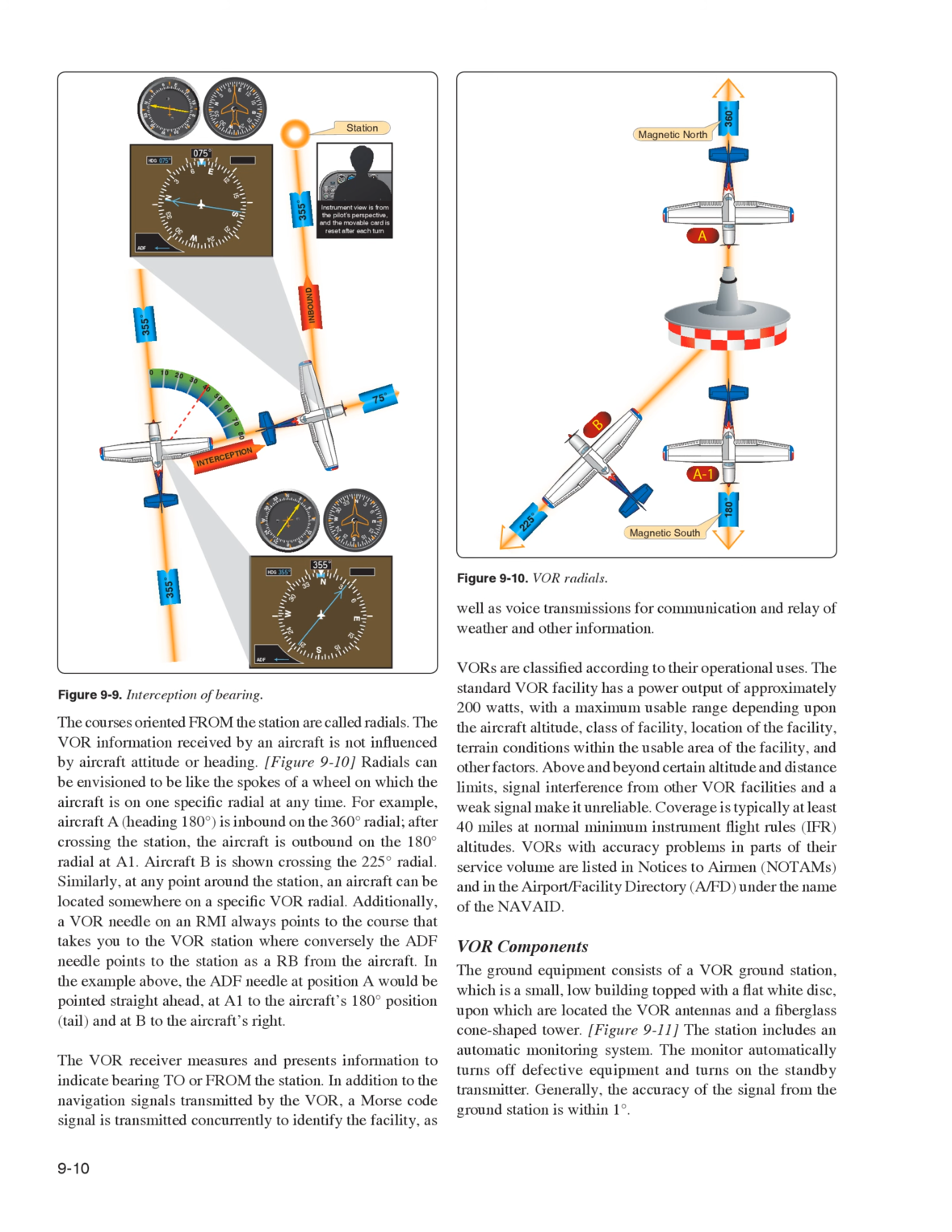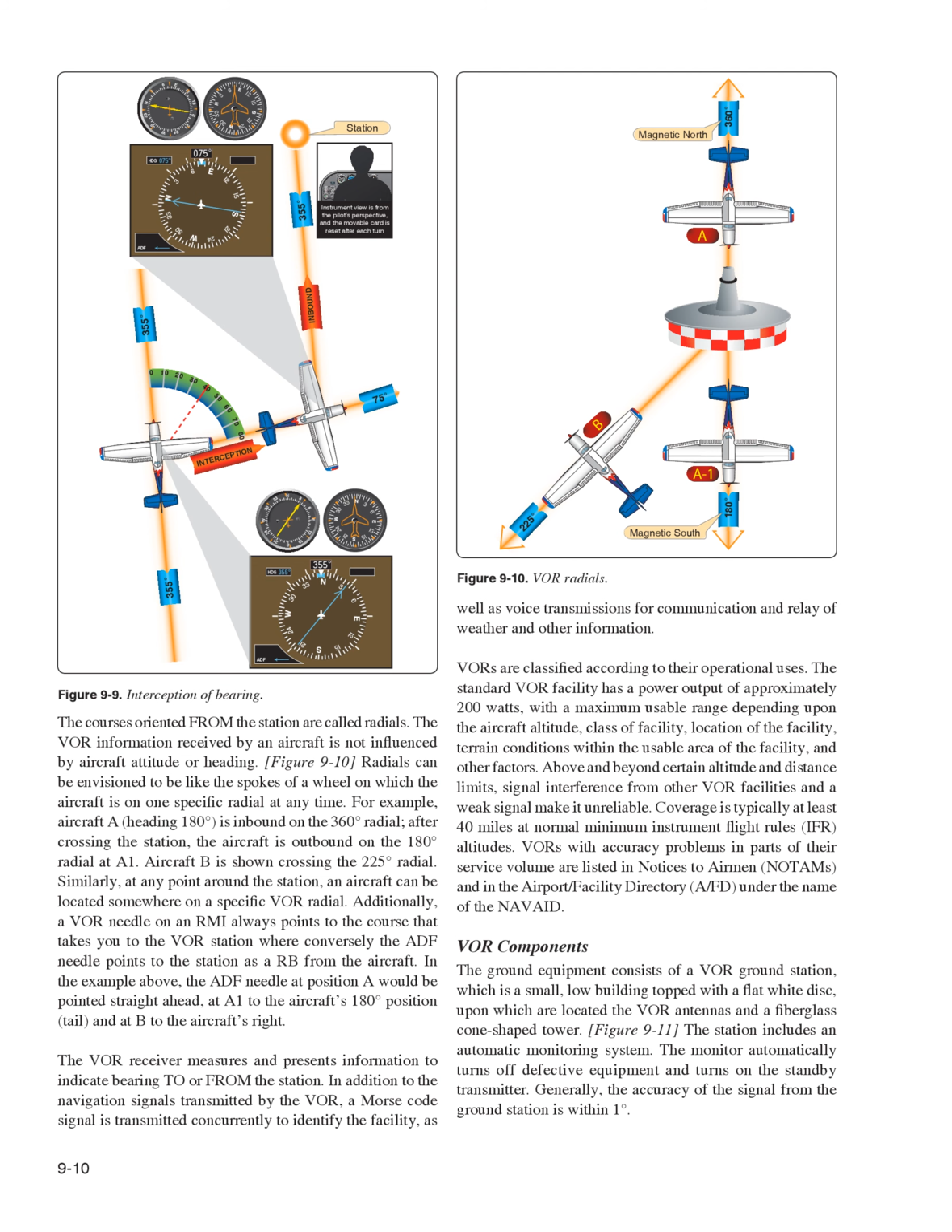Aircraft B is shown crossing the 225 degrees radial. Similarly, at any point around the station, an aircraft can be located somewhere on a specific VOR radial. Additionally, a VOR needle on an RMI always points to the course that takes you to the VOR station, whereas conversely the ADF needle points to the station as an air bearing from the aircraft. In the example above, the ADF needle at position A would be pointed straight ahead, at A1 to the aircraft's 180 degrees position, tail, and at B to the aircraft's right.